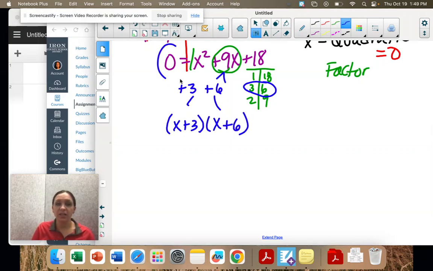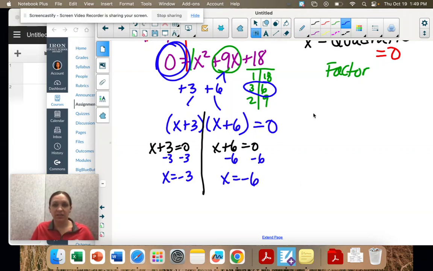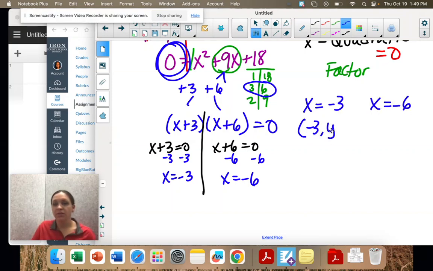And now the equal 0 is huge. We need that equal 0. Because now we set each factor equal to 0 and solve. So x equals negative 3, and x equals negative 6. And remember, those are our two x values, and we need the y values.